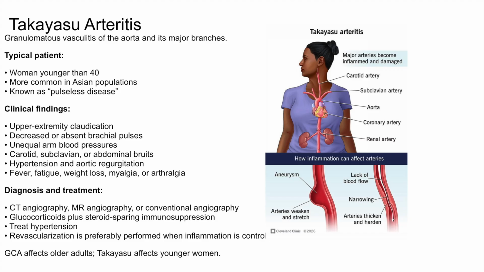Hypertension and aortic regurgitation may also occur. Diagnosis relies on vascular imaging such as CT and MR angiography. Treatment uses glucocorticoids with steroid-sparing immunosuppression, while revascularization is preferably performed after active inflammation has been controlled.